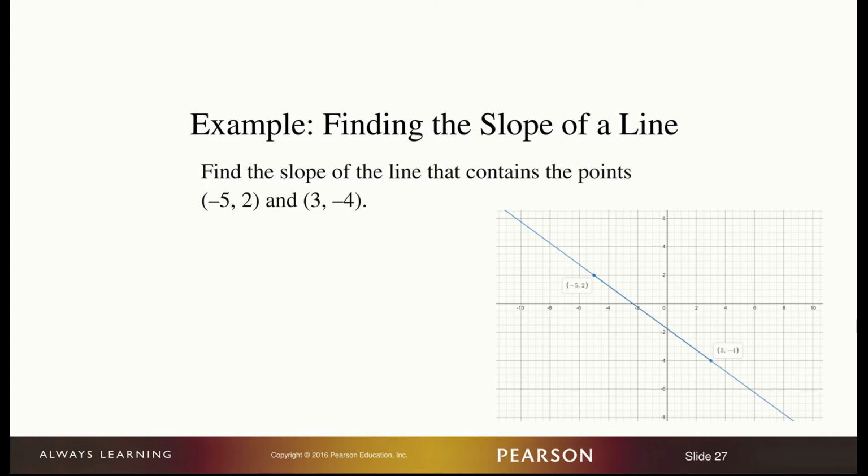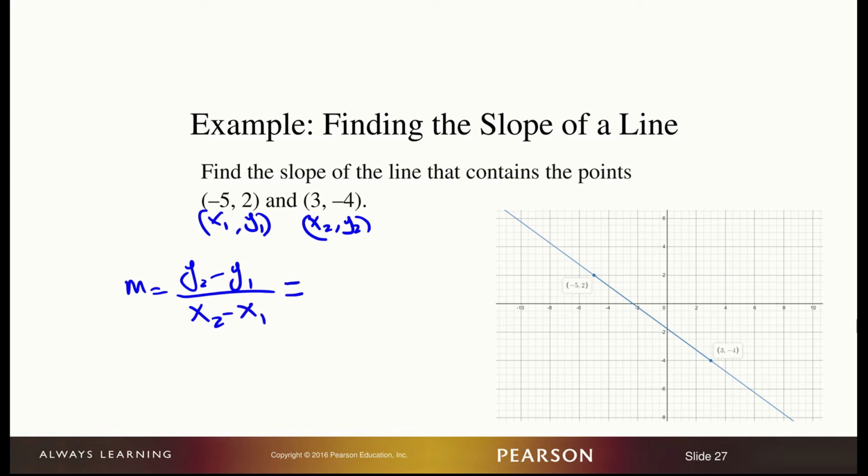So we'll go ahead and think of the first point as x1, y1, and the second point as x2, y2, right? So the slope will be given by the change in y, or y2 minus y1, over the change in x. All right, so y2 is -4 minus y1, which is 2. x2 is 3 minus x1, which is -5.